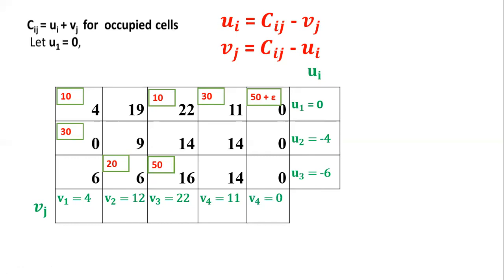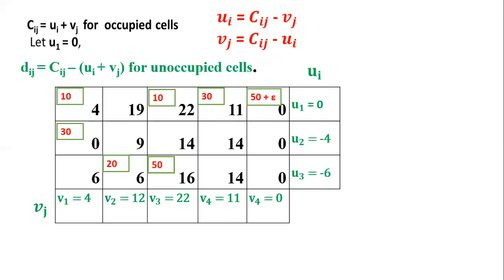So ui equals cij minus vj, and vj equals cij minus ui. If ui is known we can easily find vj, and if vj is known we can easily find ui. Next, the condition: we check by finding dij. dij equals cij minus (ui plus vj) for unoccupied cells. As we go along, you have to shorten the tables. It's simple: first find ui and vj only in the occupied cells, then find dij in the unoccupied cells.